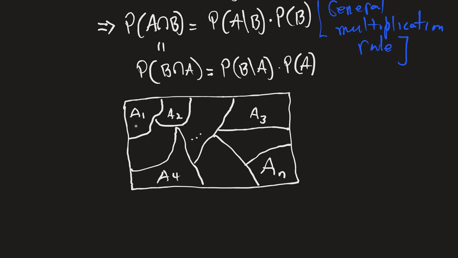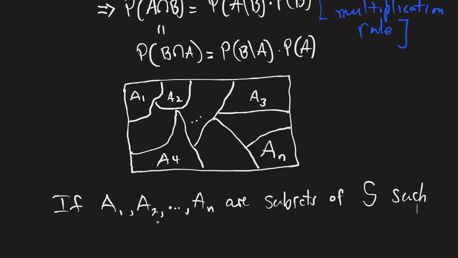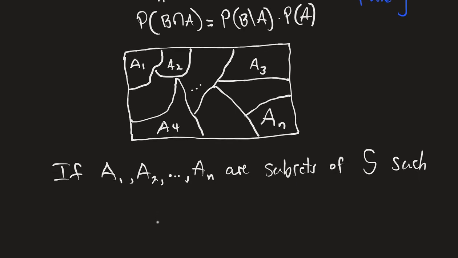Because that's entirely allowed. We have this special thing called a partition, right? So if A1, comma, A2, comma, AN are subsets of our sample space such that, and we're going to list the two properties that are required in order to get this type of picture, right?